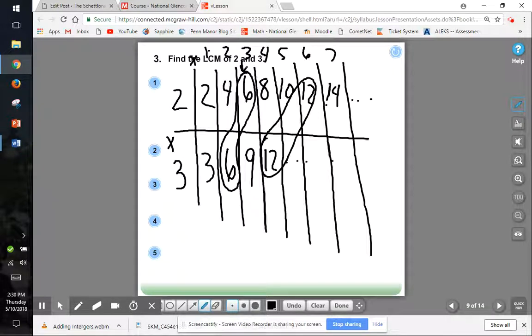Ladies and gentlemen, there you go. There are the differences between factors and multiples, finding greatest common factor and least common multiple.